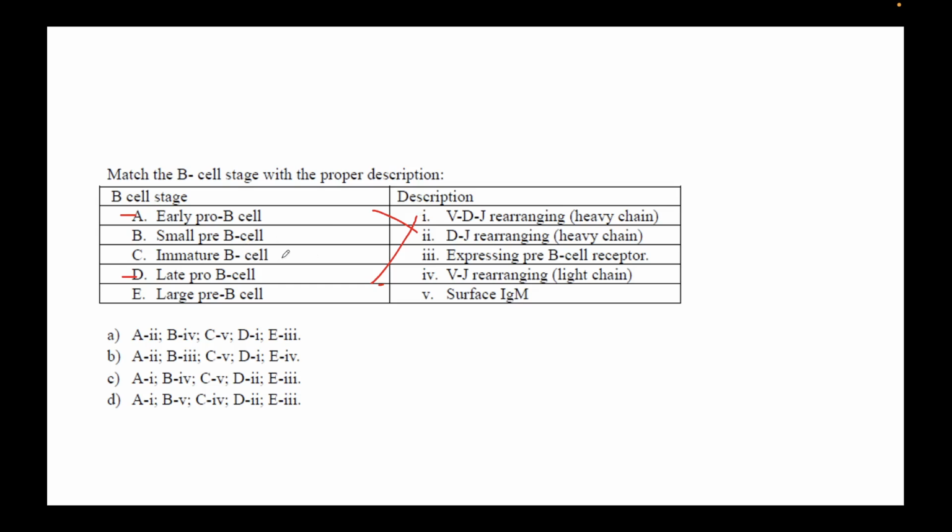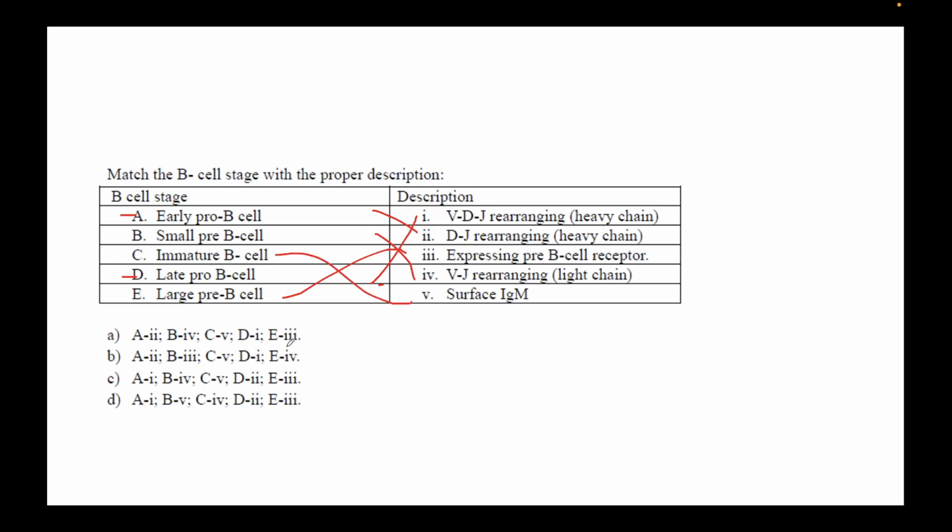After that, it becomes a small pre B cell, in which the VJ rearrangement of the light chain takes place. The large pre B cell starts expressing the pre B cell receptor, and the immature B cell has the surface IgM on it.